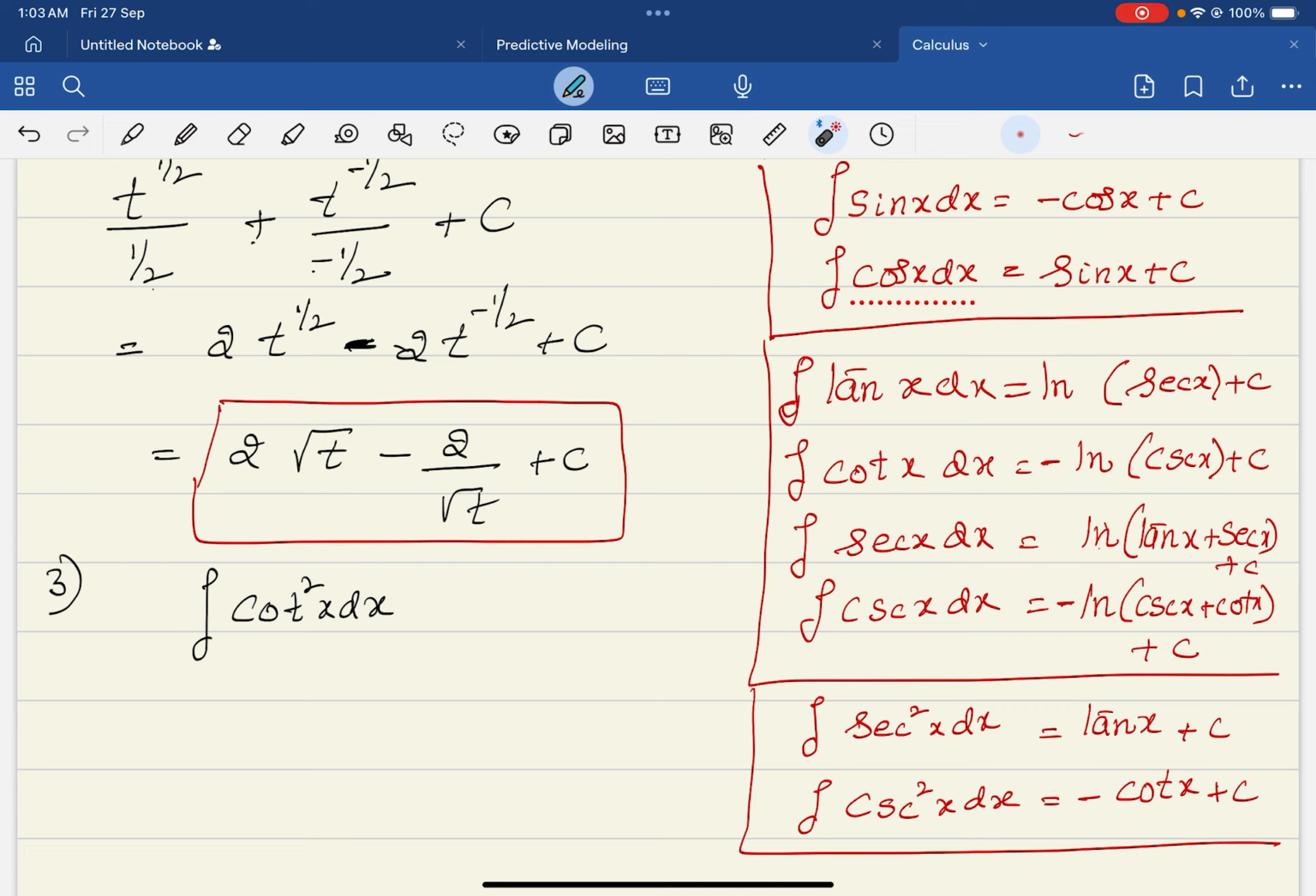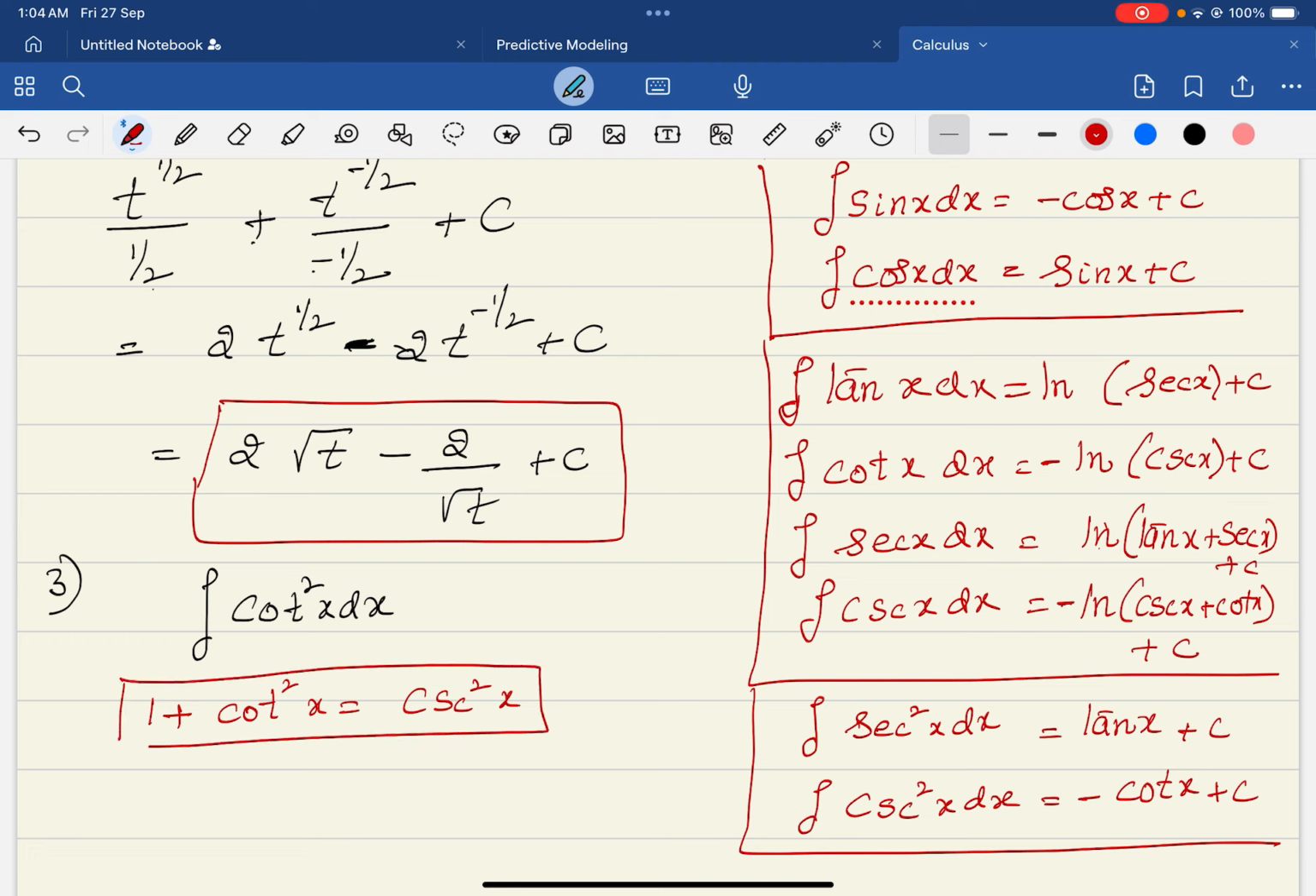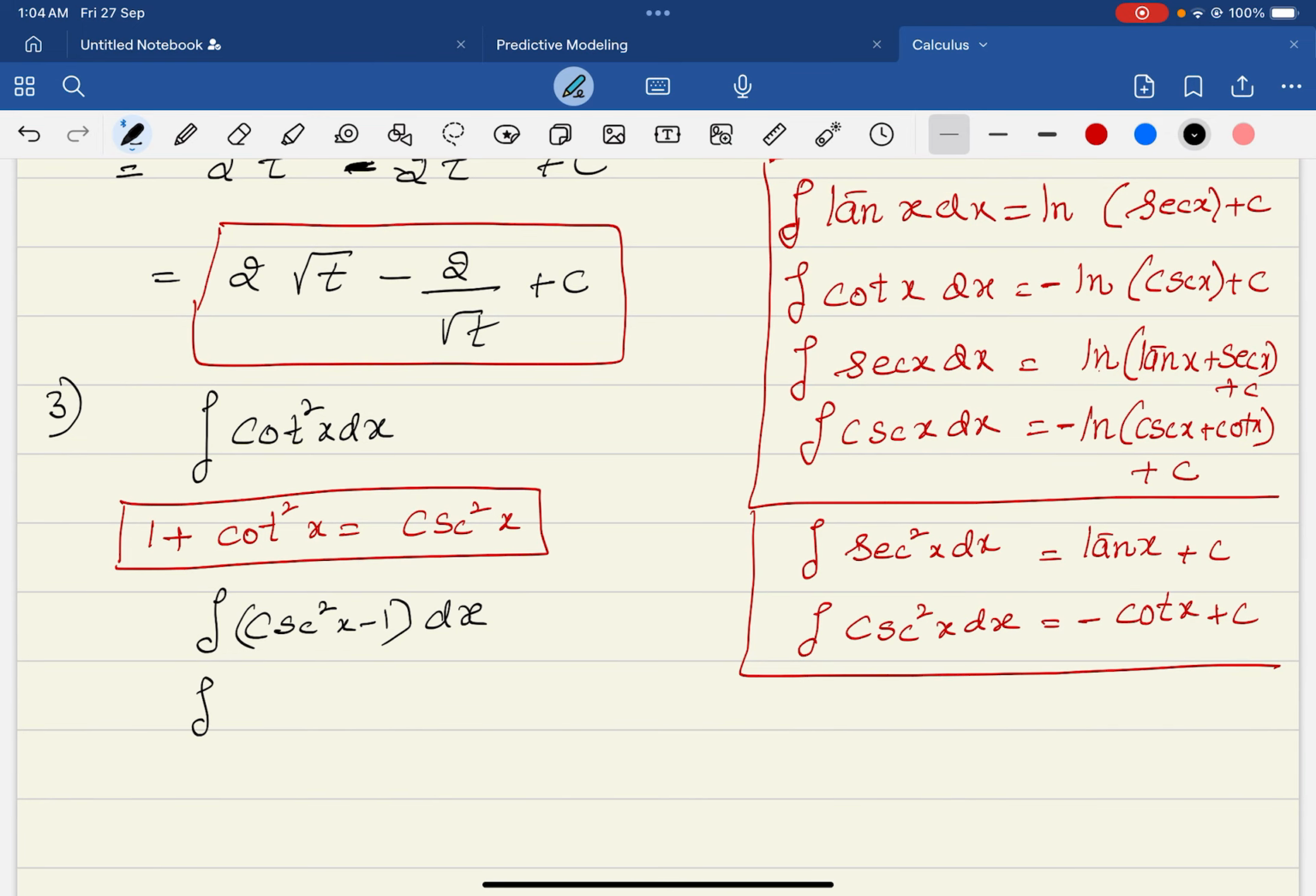Before solving this problem, I want to use a trigonometrical identity: 1 plus cot square x is equal to cosecant square x. So you can write the integral of cot square x as the integral of cosecant square x minus 1 dx. Now you can split this as the integral of cosecant square x dx minus the integral of dx.